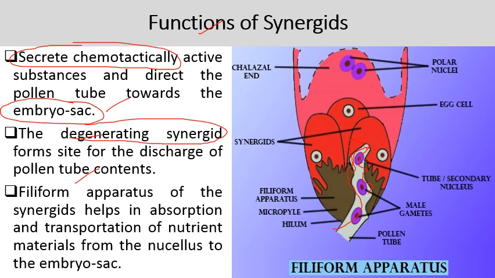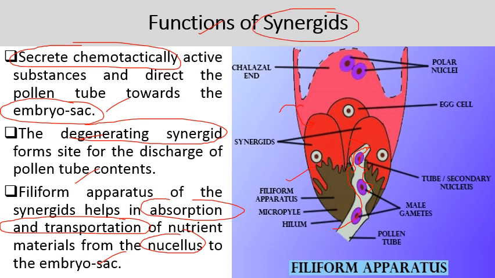Then the filiform apparatus of the synergids helps in absorption and transportation of nutrient material from nucellus to embryo sac. तो nucellus से embryo sac पे जो material है, nutrient है, उसको transport करने में भी filiform apparatus help करता है. So these are the functions of the filiform apparatus and functions of synergids.